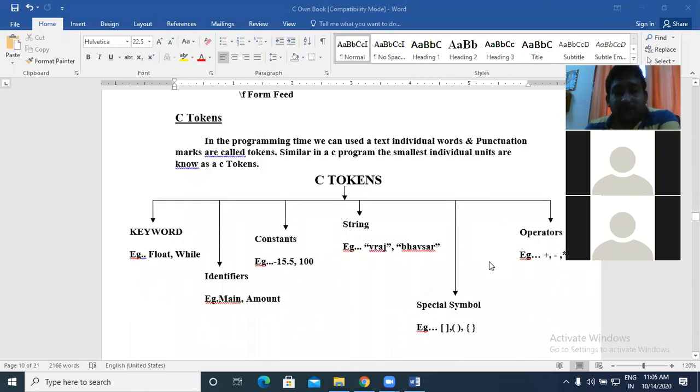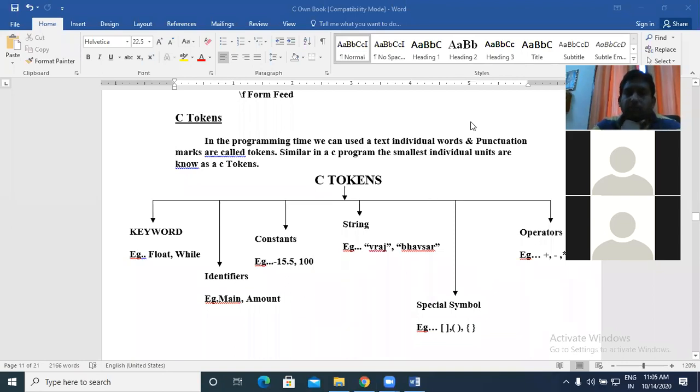Now we discuss tokens. In a programming language, the text, individual words and punctuation marks are called tokens. Similarly, in C programming, the smallest individual units are known as tokens. Keywords are there, such as float, while, etc.